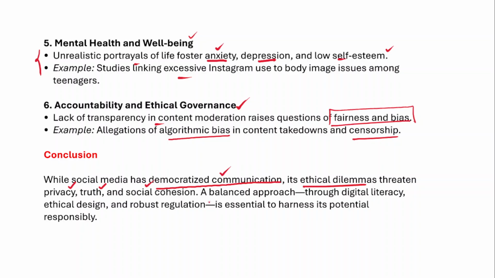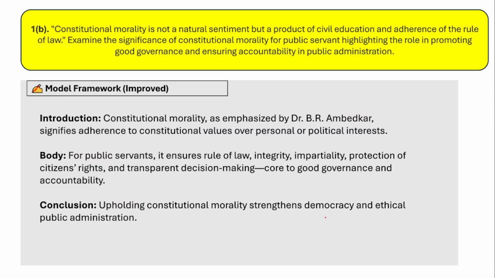So in this context, there is a need for a balanced approach. Through this balanced approach, we need to bring programs for digital literacy among the people, ethical design, and robust regulation of the social media platforms. All these essential measures have to be taken to harness the potential of social media in a responsible and sustainable manner. And that's how you need to write the conclusion for this answer. I hope you have understood this answer.